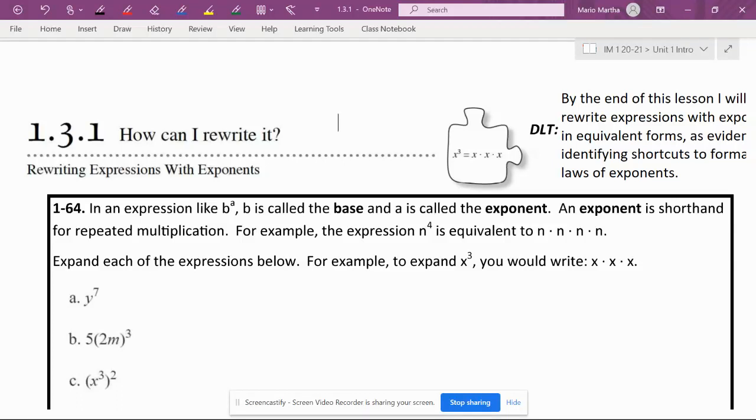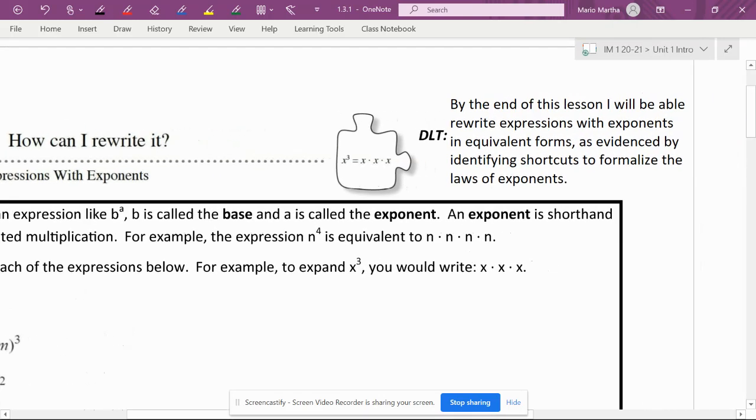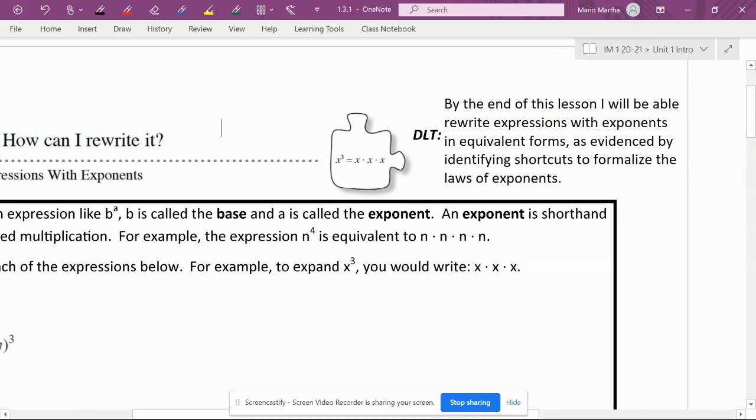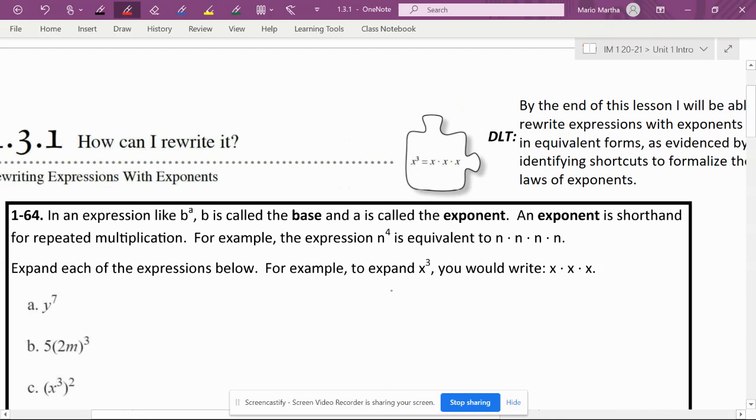Welcome back, everybody. Today's topic, 1.3.1, how can I rewrite it? Rewriting expressions with exponents. The learning target will be: by the end of this lesson, I will be able to rewrite expressions with exponents in equivalent forms, as evidenced by identifying shortcuts to formalize the laws of exponents. So that's what we're going to be doing.